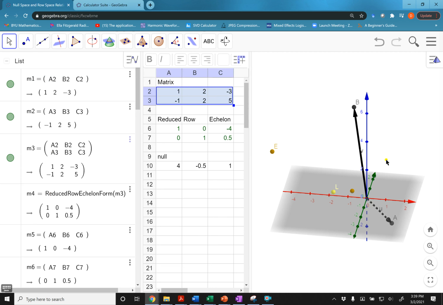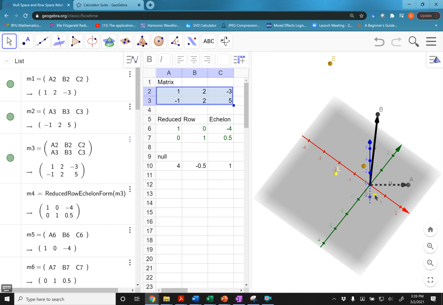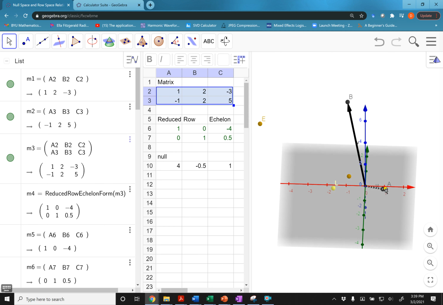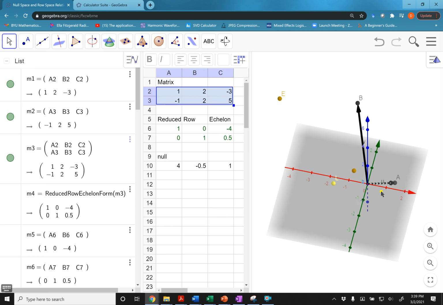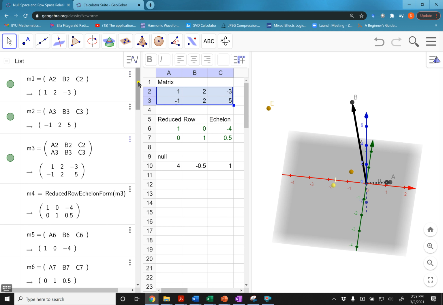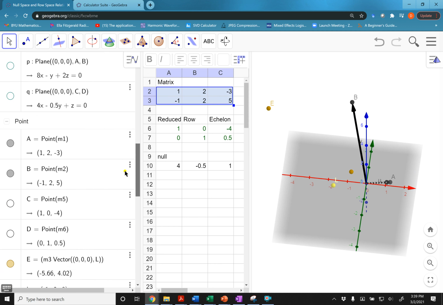Okay, so let's go here. In class, we figured out what the row space and the null space of this were. The row space, these two rows are linearly independent, and these two black vectors are those two row vectors. And so the row space will be the span of that.